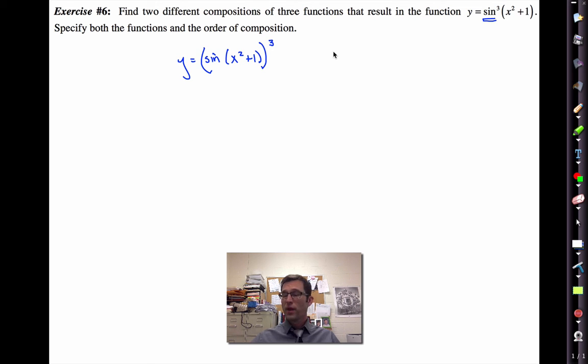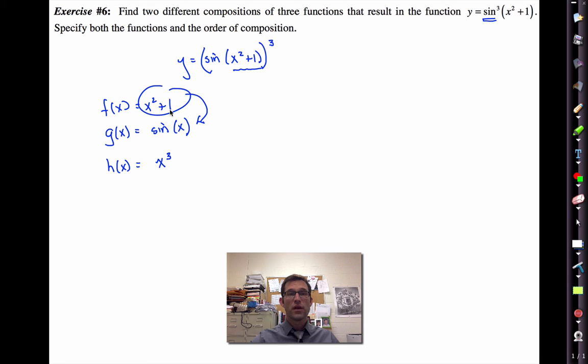Okay, well, to me, there's definitely a very, very straightforward way of doing it. I think I'm going to let f of x be equal to x squared plus 1. I think I'm going to let g of x be equal to sine of x. And I think I'll let h of x be equal to x cubed. This will go in here, and then the result will go in here. So I'll have h of g of f of x.